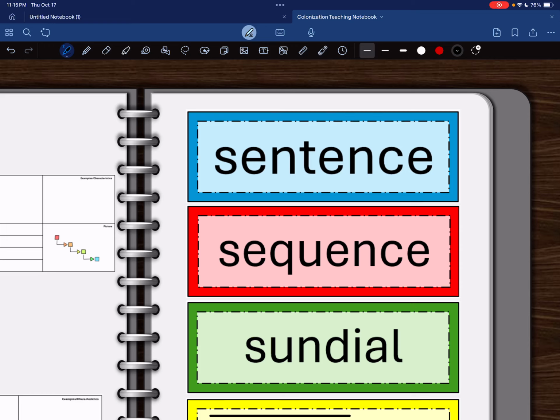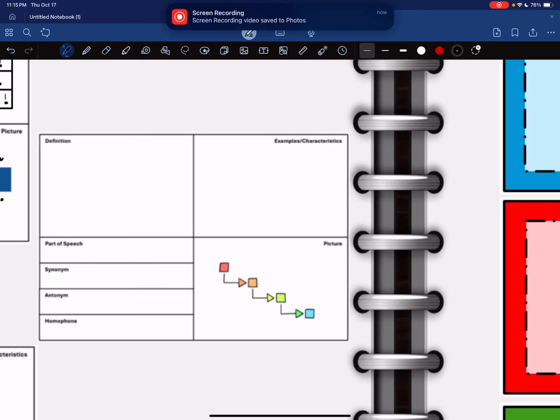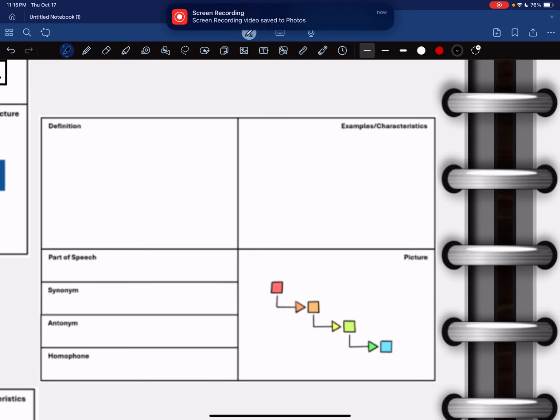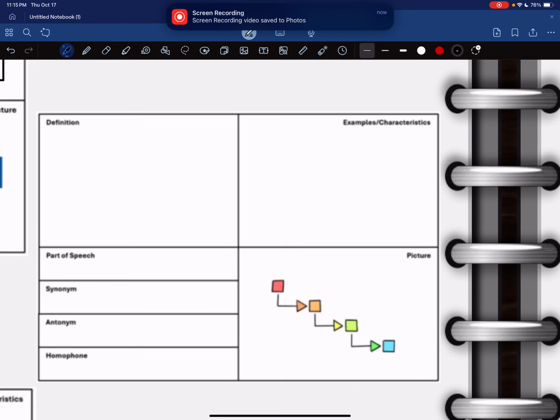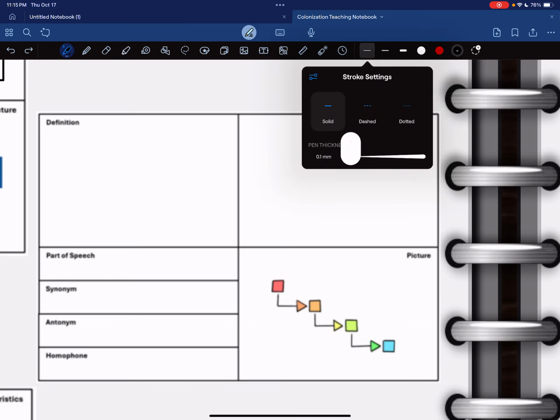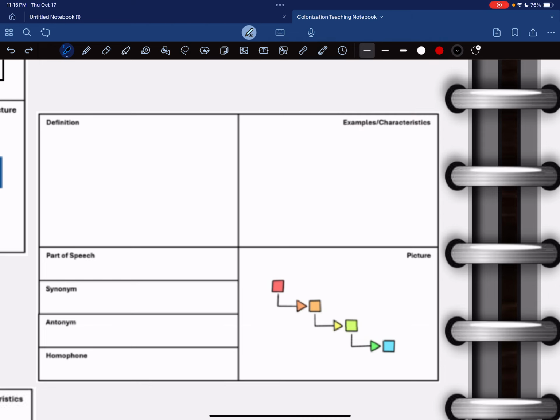Our second word here is sequence. Sequence. And this one has 2 syllables. C. And I think maybe I better get a little bit darker pen. Sorry. Let's try this one. C. Quince.